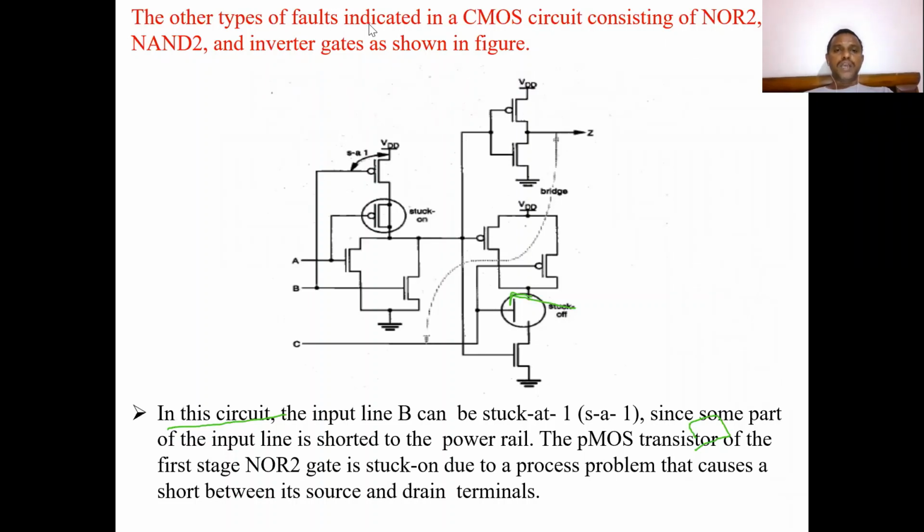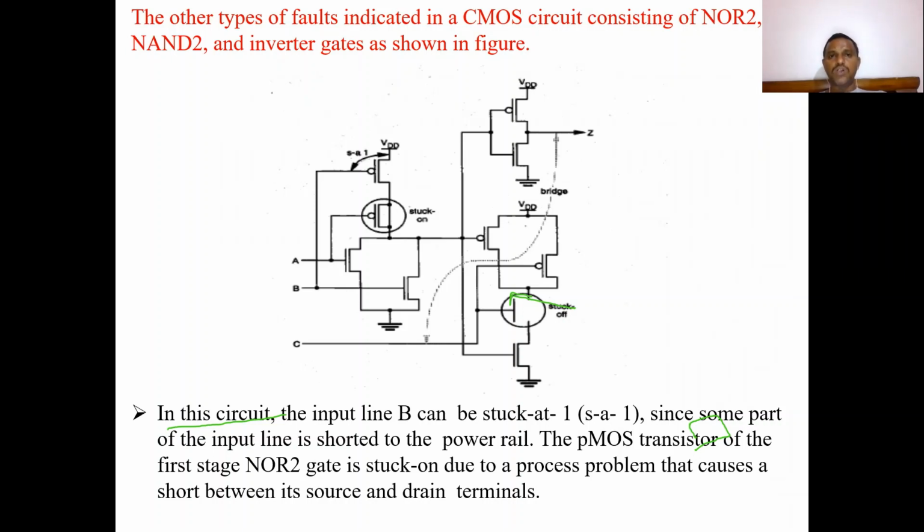Okay, the other types of faults indicated in a CMOS circuit consisting of NOR2, NAND2 and an inverter gate, as shown in the figure. Here we will explain the other faults. Stuck-at-0 fault we have seen, and due to that we are getting a delay or timing error fault. Okay, so next we will go with another diagram.